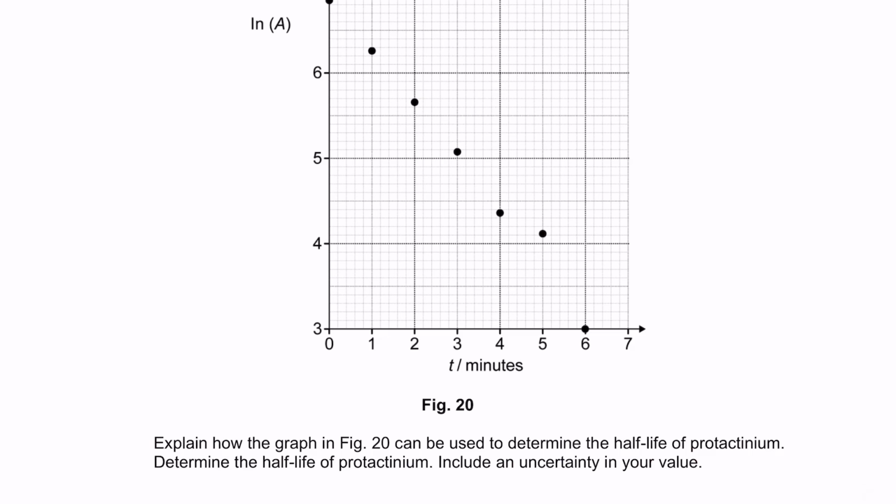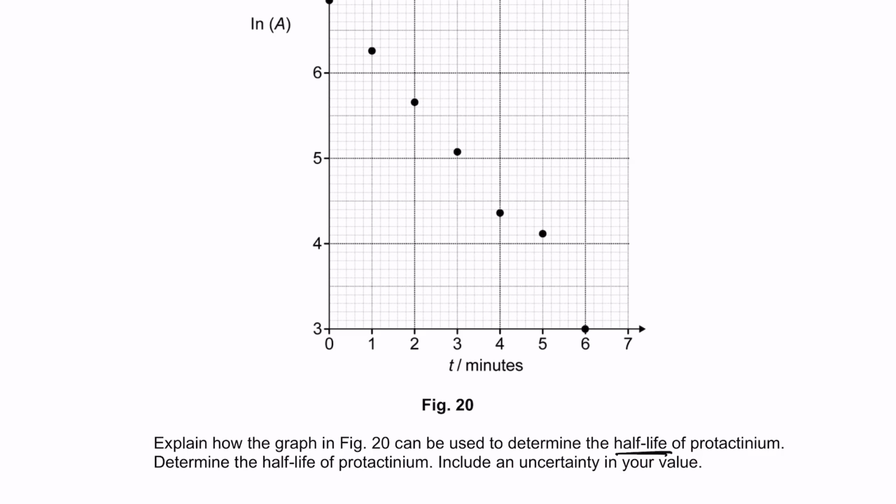Now we need to explain how the graph can be used to determine the half-life of protactinium, determine the half-life of this nuclei, and include an uncertainty in your value. So we have to understand how we can link this to determine the half-life. How can we link the graph to determine the half-life?